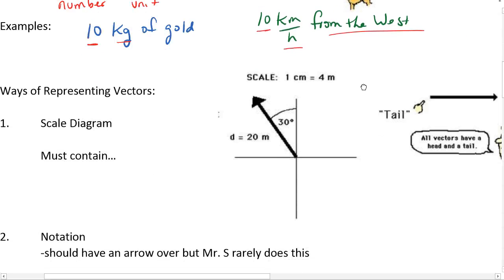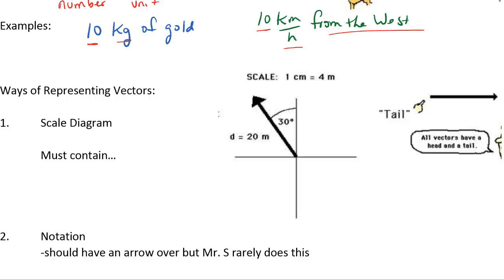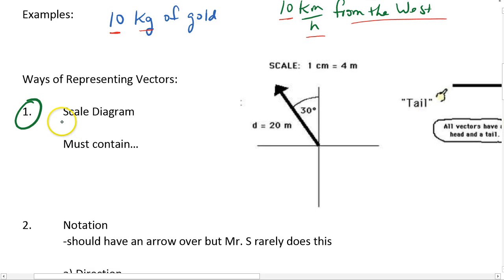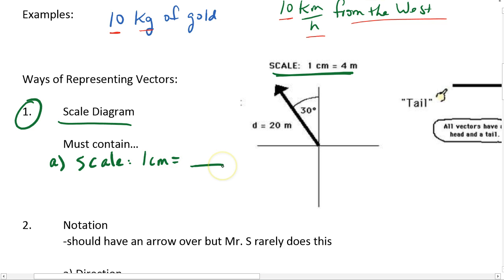Okay, so let's see about how to represent vectors. So the first way that we can is in a scale diagram. A scale diagram must contain, first of all, the word scale. Okay, and typically I like this kind of method where you have scale, colon, 1 centimeter equals and then something. Now, that something afterwards is going to depend upon what kind of units your vector has. Like if it's kilometers per hour, it could be 1 centimeter equals 1 kilometer per hour, so the units change.